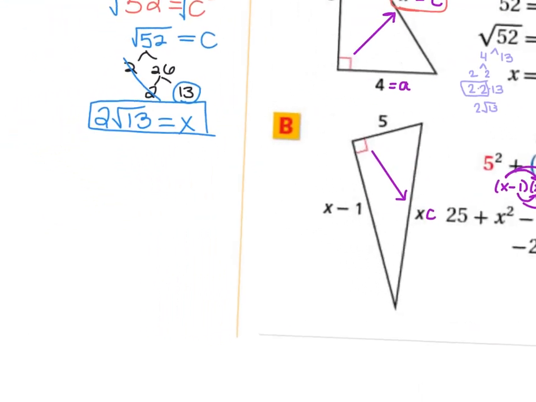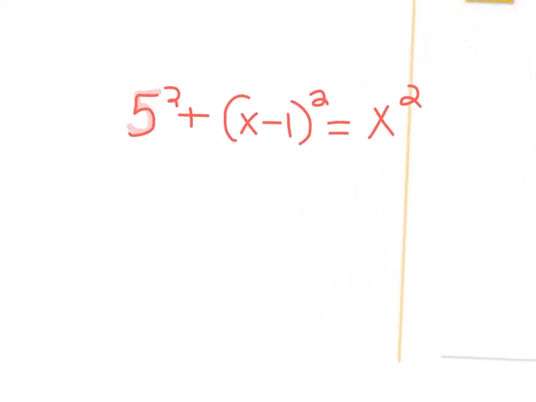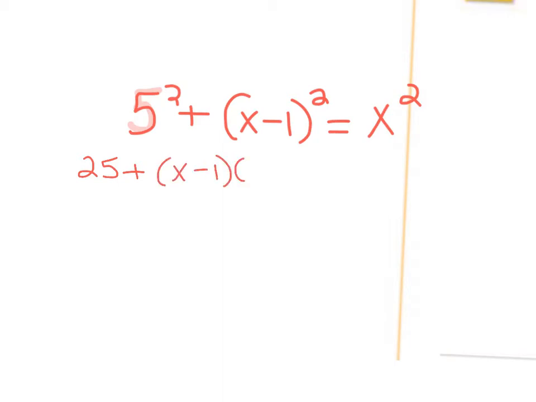B, this time you actually have an expression on one of your side lengths. You still want to start the same way, identifying c, so opposite your right angle is c. In this case, it's x. And then the other 2 are 5 and x minus 1, so I would say 5 squared plus x minus 1 squared equals x squared. And then we want to solve this. 5 squared is 25. x minus 1 squared, biggest mistake made here is to distribute this. That's not the way this works. This would be x minus 1 times x minus 1 equals x squared.